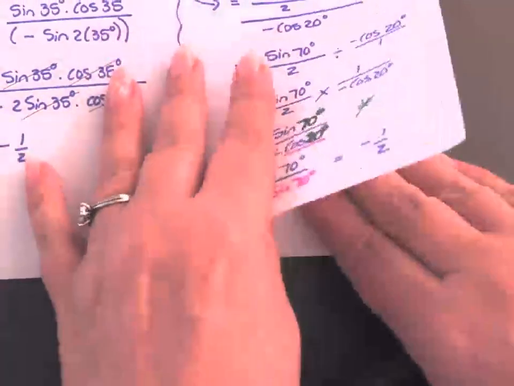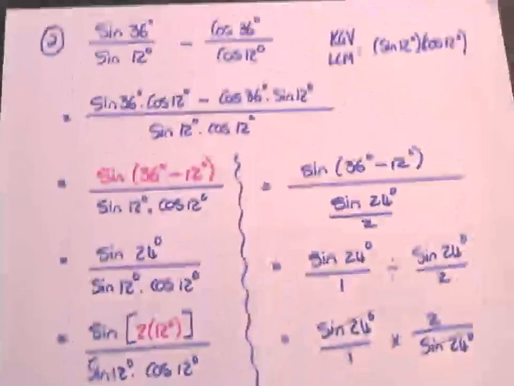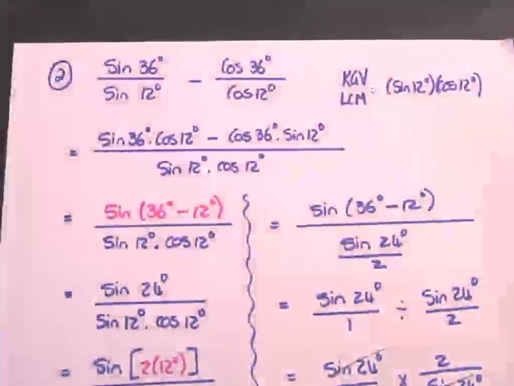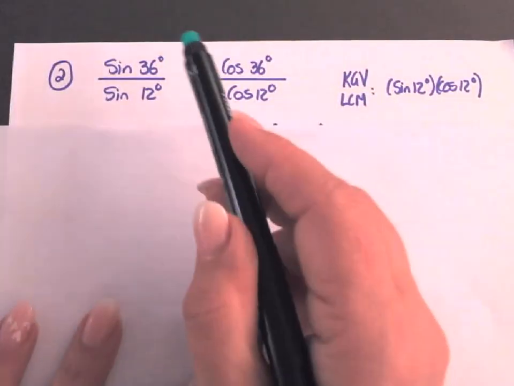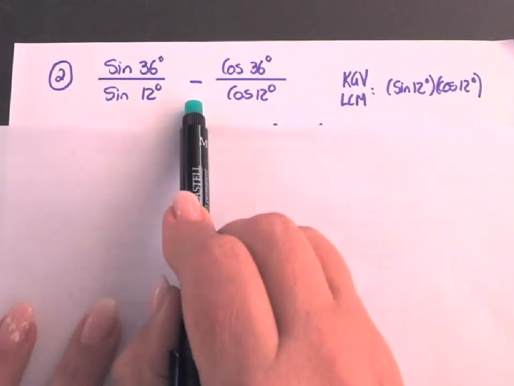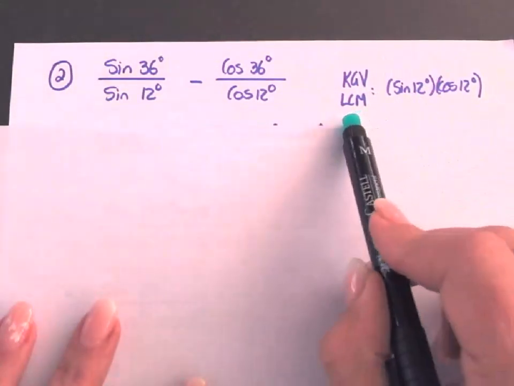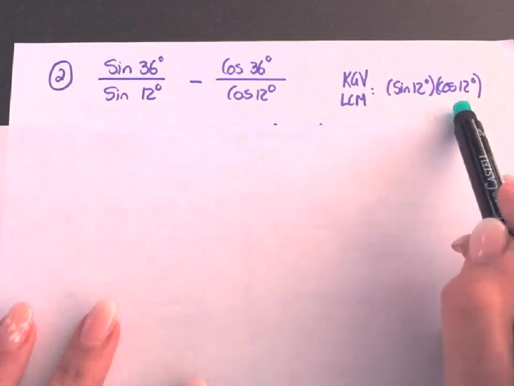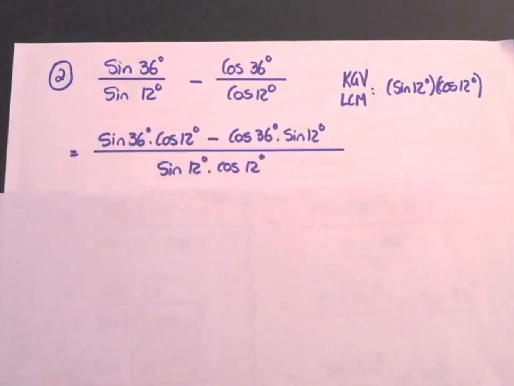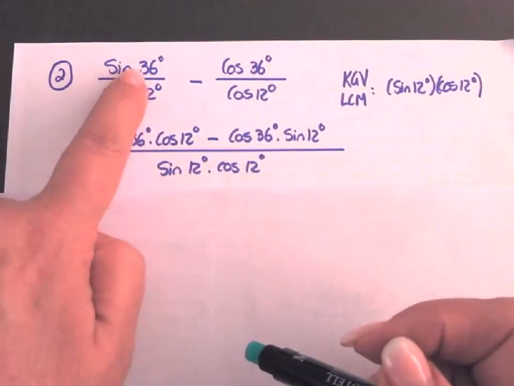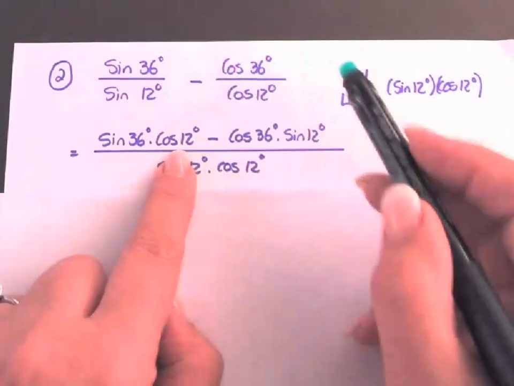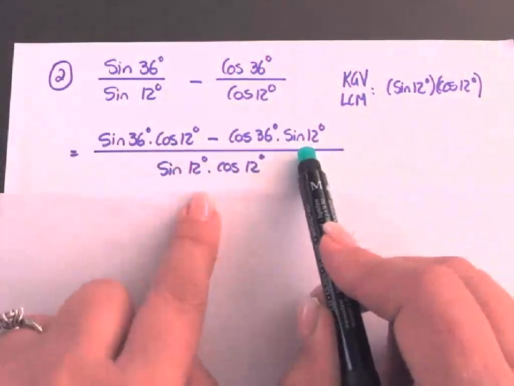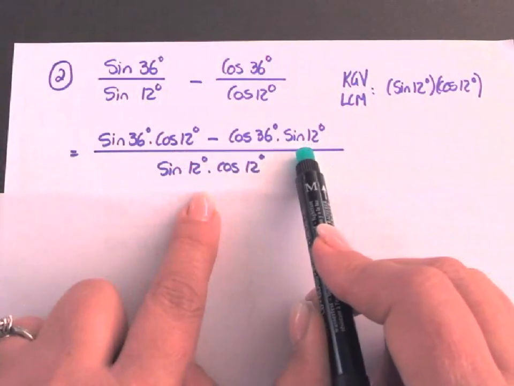The next example, we have two fractions that we have to subtract. Therefore, you get the LCM, sine 12, cos 12. So I multiply the first term with the cos 12 and the second term with the sine 12 and put it on one LCM.